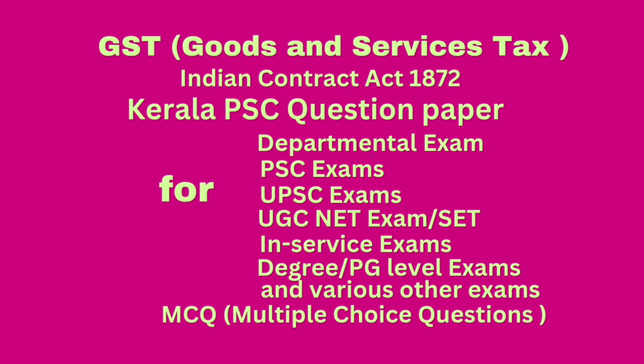Question number 30. What is the monetary penalty provided under Section 122, subsection 1 of the CGST Act for contravention of provisions of e-way bill? Answer options. Option A: INR 10,000. Option B: amount of tax sought to be evaded. Option C: higher of A and B. Correct answer: higher of A and B.